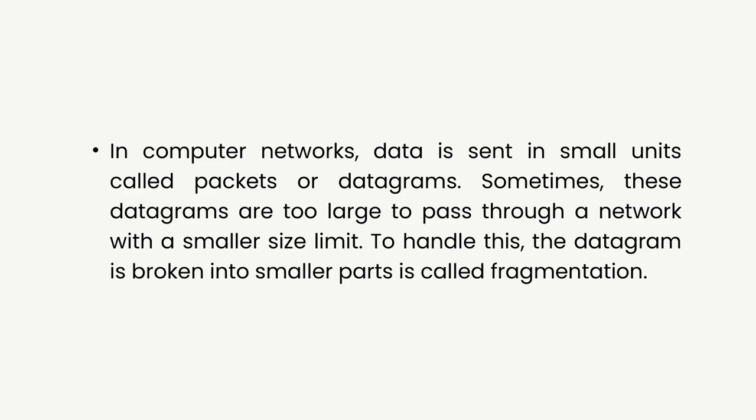Now, let's talk about how data moves through computer networks. In these networks, data isn't sent as a big chunk all at once. Instead, it's broken down into small units called packets or datagrams. This makes it easier to manage and transmit across different parts of the network. However, sometimes these datagrams can be quite large, larger than what some networks can handle. Many networks have a maximum size limit for the data they can pass through at once. When a datagram exceeds this limit, it can't go through in one piece.